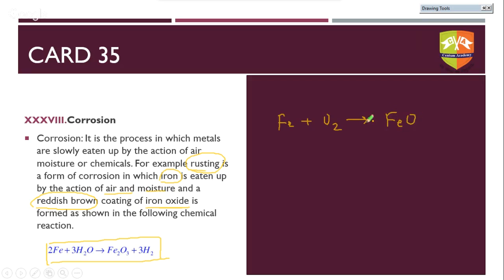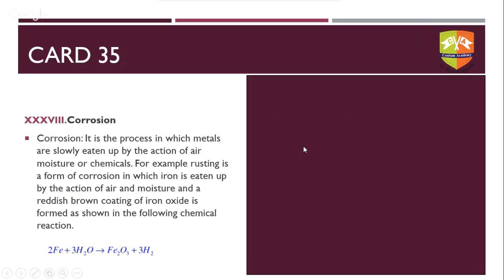Ideally, this is not really a wrong equation, but I would recommend that you stick to the Fe plus 3H2O to Fe2O3 plus 3H2 reaction. This is because iron is most stable in its highest oxidation state, which is plus 3. So it actually forms Fe2O3. This is the recommended reaction to write for corrosion, especially rusting of iron. And whenever you write an example, please take note of this as well.